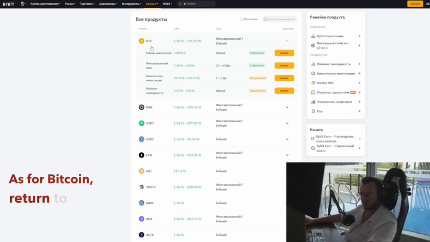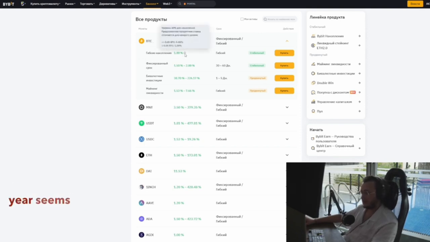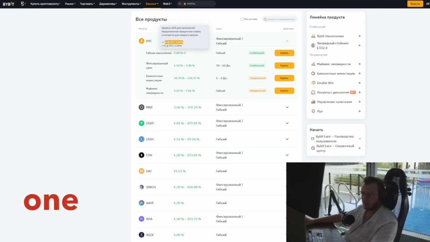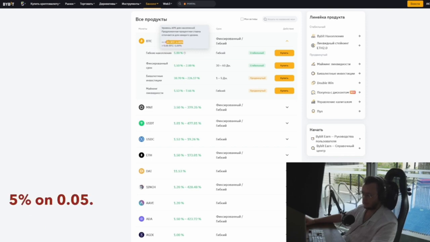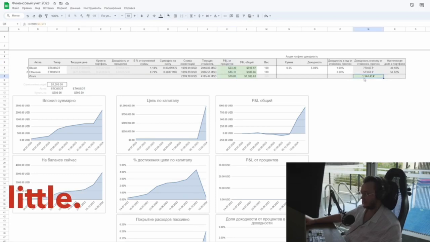As for Bitcoin, return to the Earn tab, and I use flexible savings at 5% annually, it's like a deposit. I hold Bitcoin on the Bybit exchange at 5%. 5% per year seems like a lot. Is this a joke? But there's a nuance. If my account holds more than 5 bitcoins, the interest drops to 1%. Anything that's less than 5 bitcoins, 5% is accrued on it. Let's say, if I have 1 bitcoin, I have an annual yield of 1% on 0.95 and 5% on 0.05. I've also considered this in my table, but in a month, I only get passive income from staking of 1,300 rubles, just pennies, but I invested very little.